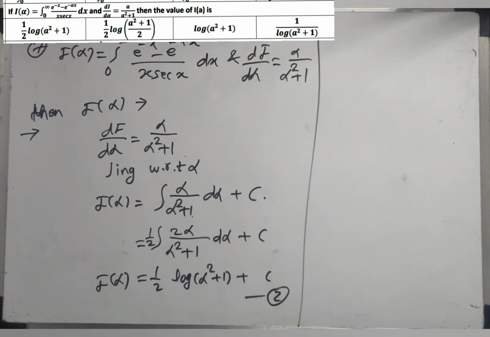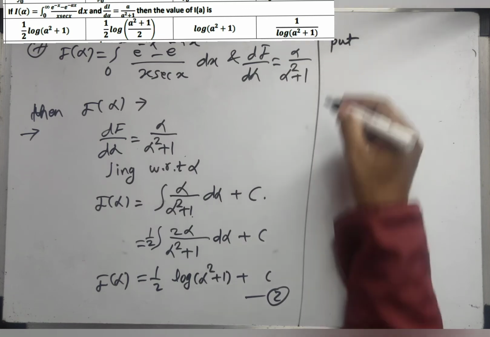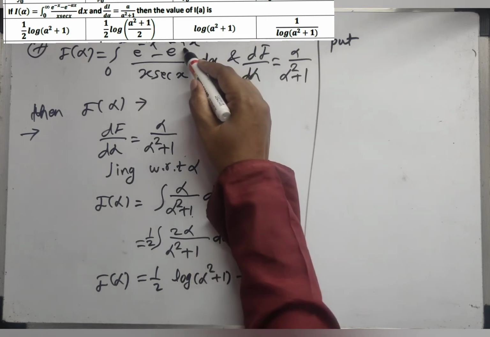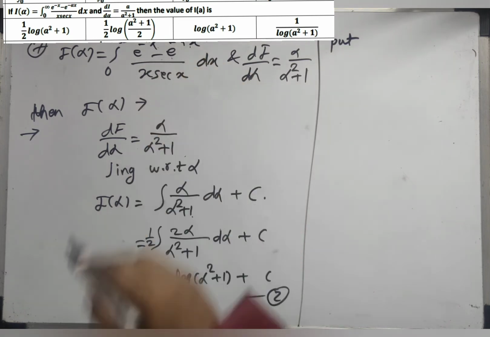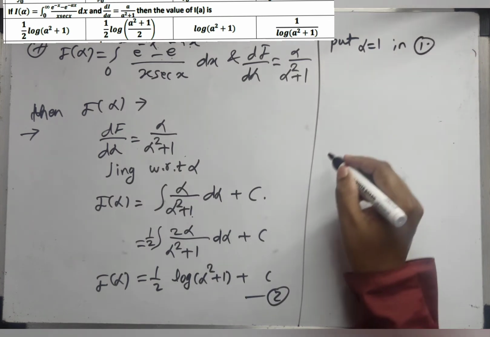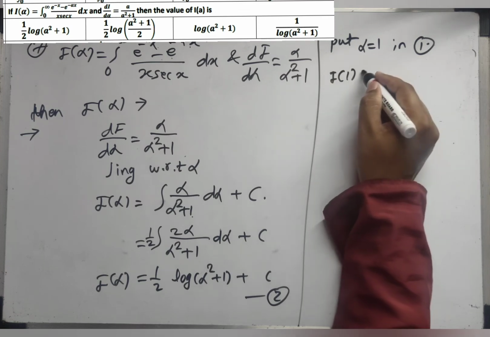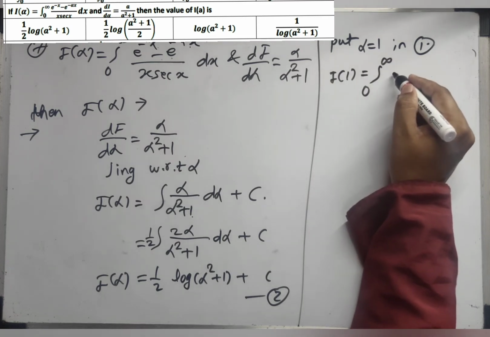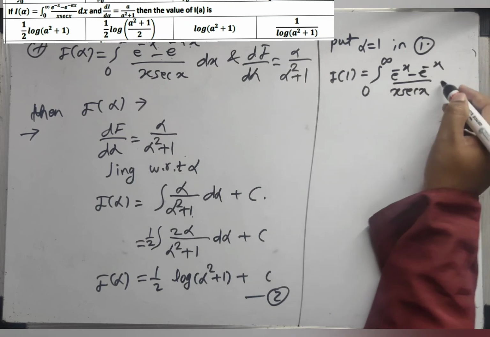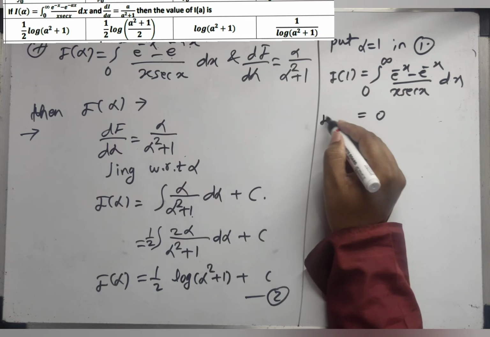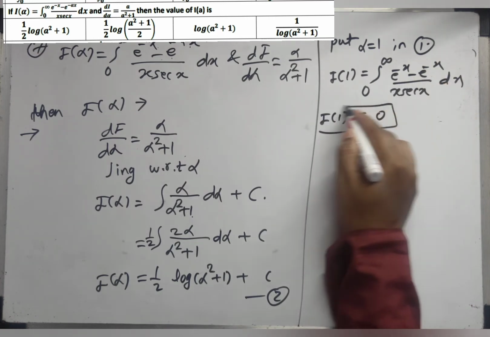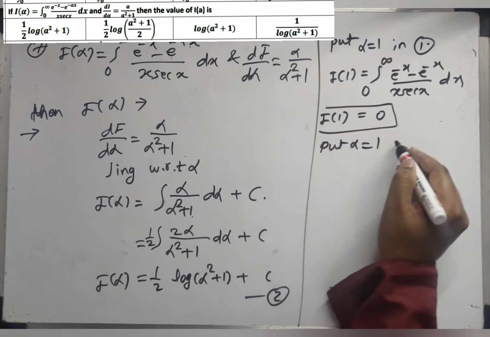Now we have to find out c. For c, put some special value of parameter alpha in 1. So if I put here alpha as 1, it will be e raised to minus x minus e raised to minus x, which is 0. So we'll consider alpha equal to 1 in integral 1. So that I of 1 is equal to integration 0 to infinity e raised to minus x minus e raised to minus x upon x sec x dx, which is 0, because this numerator is 0 and integration of 0 is 0. So we have the value of I of 1. Now put alpha equal to 1 in equation 2.